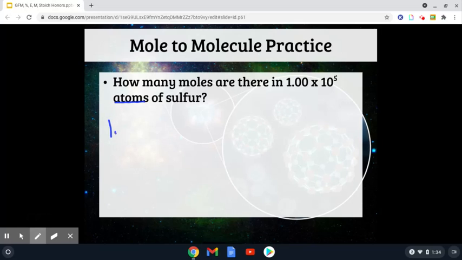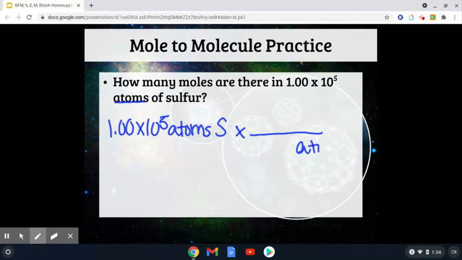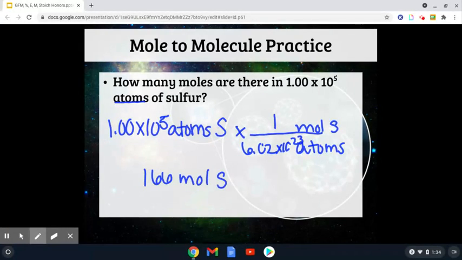So if we go 1.00 times 10 to the 5th atoms of sulfur, we're going to want atoms on the bottom, and we're going to want moles on the top. So 1 mole of sulfur is 6.02 times 10 to the 23rd atoms of sulfur. Here is where you're definitely going to want to put parentheses around that mole number. And you would get, after sig figging, 166 moles of sulfur. That's how many moles you would have with that many atoms.